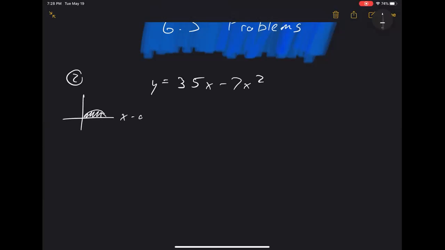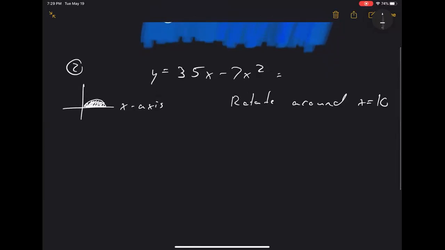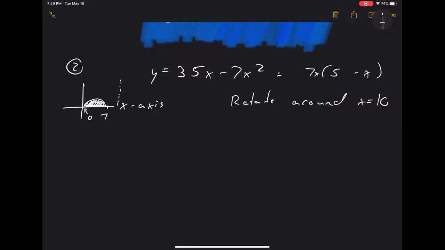Then we're going to take that region and rotate it around x equals 10. Now, if we factor this equation here, it factors as 7x and then 5 minus x. Okay, so that factoring tells us that we have x-intercepts of 0 and 7, okay? And then I'm rotating around the line x equals 10, which would be like that dotted line, okay? So I kind of get a better picture once I factor of what this object's gonna look like, right?